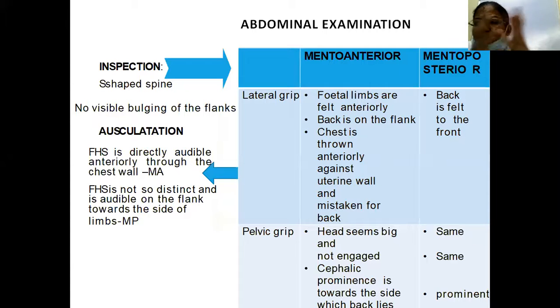There will not be much information available when we do abdominal examination, but still there can be some changes. On inspection we can see there is a lateral obliquity, there is a pendulous abdomen, the spine is changed, but there is no bulging in the flanks. And in palpation, in a mento-anterior position, the head is extended and the chin is anterior.